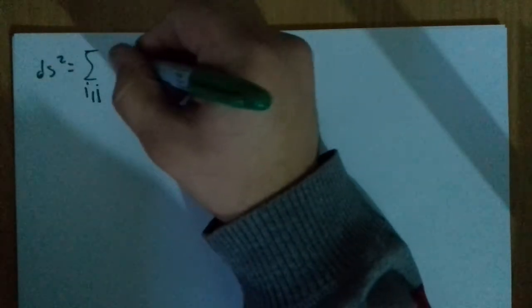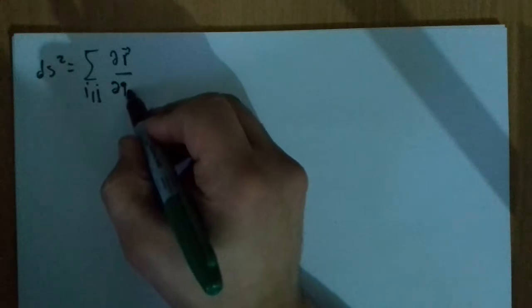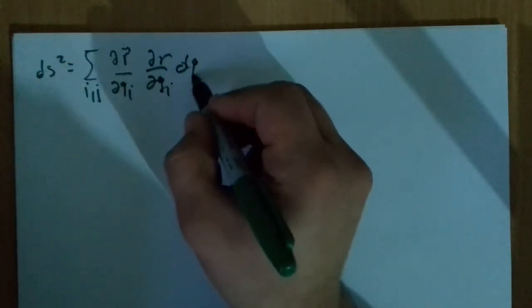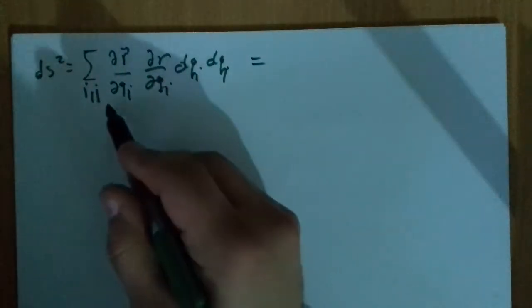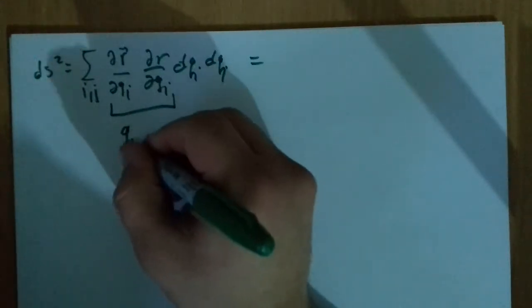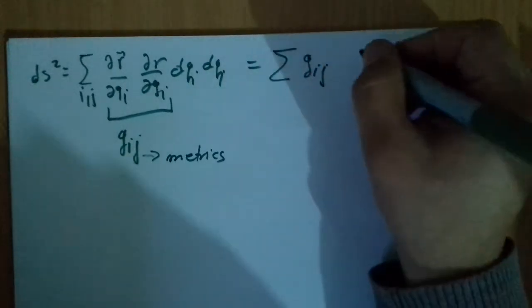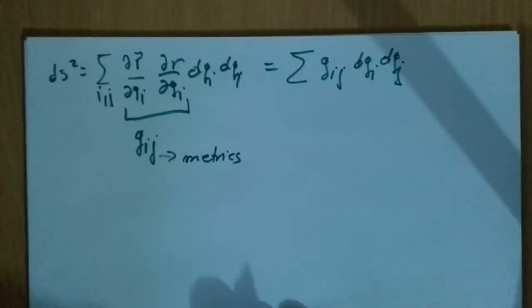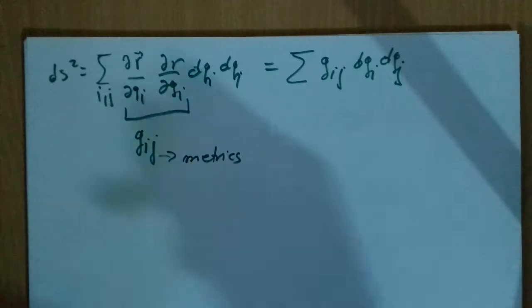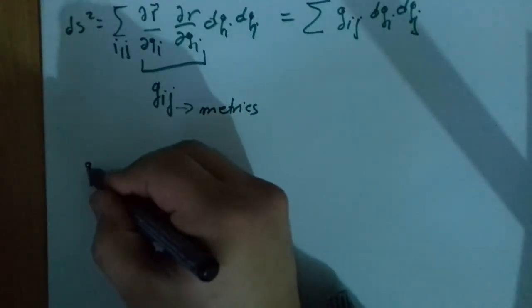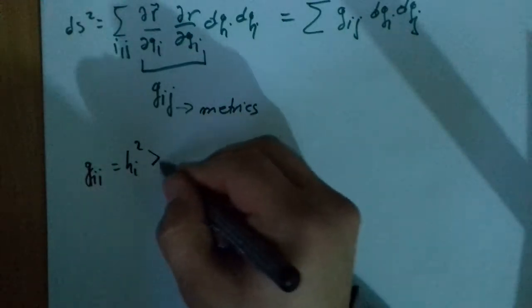So we can write that ds squared is the sum over i, j of partial of r partial of qi times partial of r partial of qj dqi dqj. And we can write those coefficients as gij. Those are metrics. So ds squared is the sum of gij dqi dqj. And let's say that we write gii is equal to hi squared, bigger than 0.